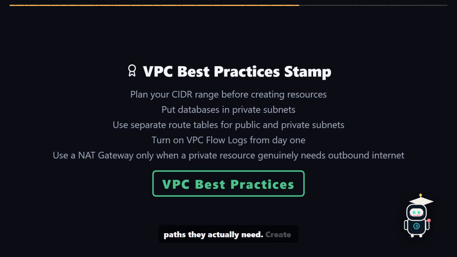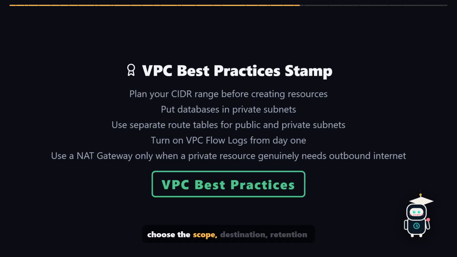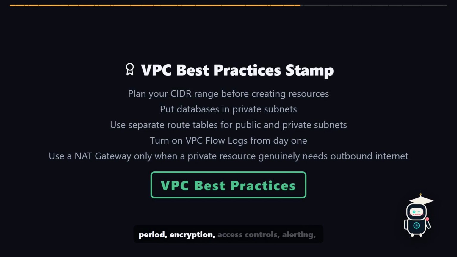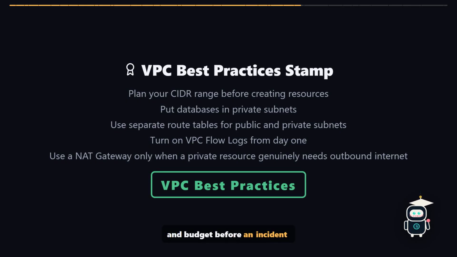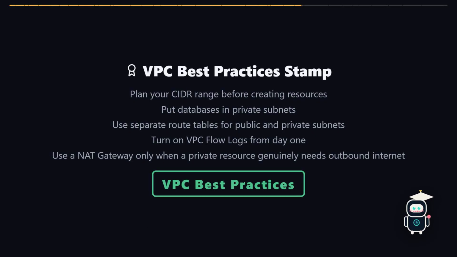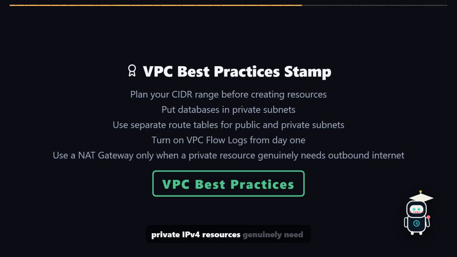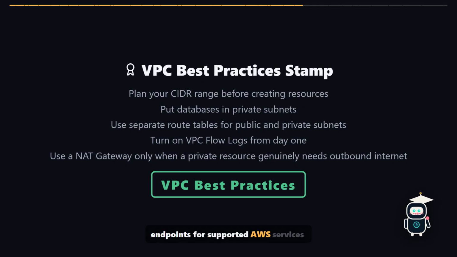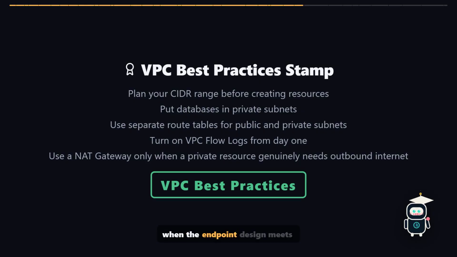Use clear route table associations, so public, private application, and private database subnets have the paths they actually need. Create a VPC flow log strategy. Choose the scope, destination, retention period, encryption, access controls, alerting, and budget before an incident forces the decision. And use a NAT gateway only when private IPv4 resources genuinely need outbound internet access. Prefer VPC endpoints for supported AWS services when the endpoint design meets the need.